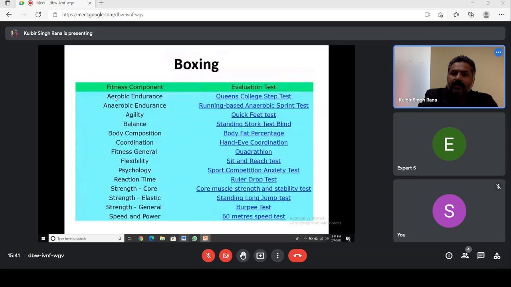But in boxing, the reaction time will be very much important, because when the opponent hits you with a punch, your reaction time has to be very, very fine, so that you can sway away from the punches, right? Then again, the core strengthening and the strength and speed.